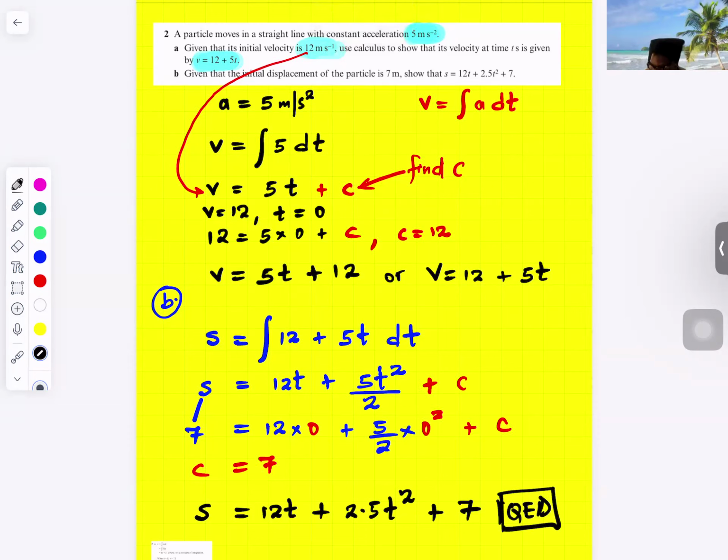So that's it. Does that help for that number 2? Yeah. Perfect.